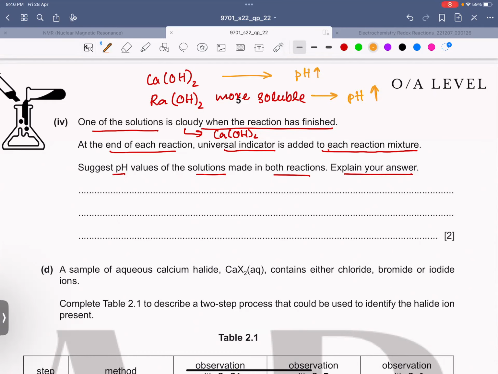Yes. So they are asking you to suggest the pH values of the solutions made in both the reactions. So the first suggestion is that the pH value of both the solutions must be greater than 7. Is this part understandable to everyone?